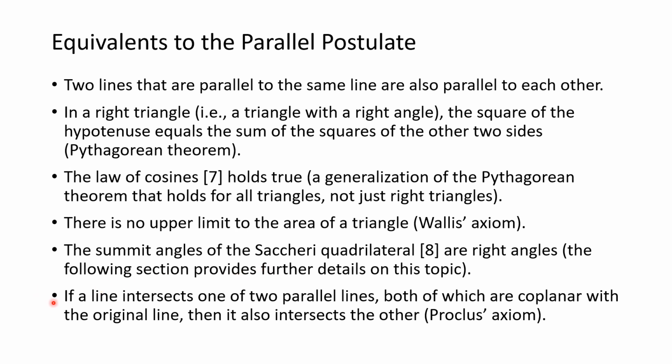If a line intersects one of two parallel lines, both of which are coplanar with the original line, then it also intersects the other. So this is one that clearly is not obvious that it's equivalent to the parallel postulate. So you can see how someone might assume this and then prove the parallel postulate and then claim victory, but then I guess someone figured out later on that that wasn't valid in the sense that you were assuming the conclusion.